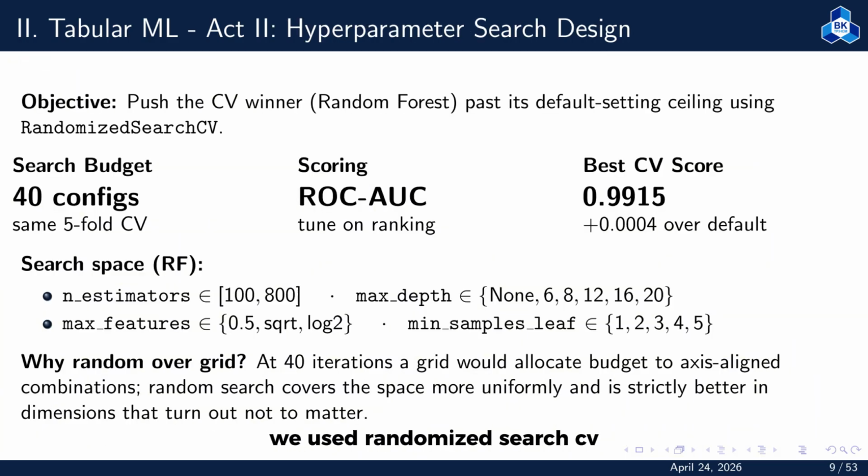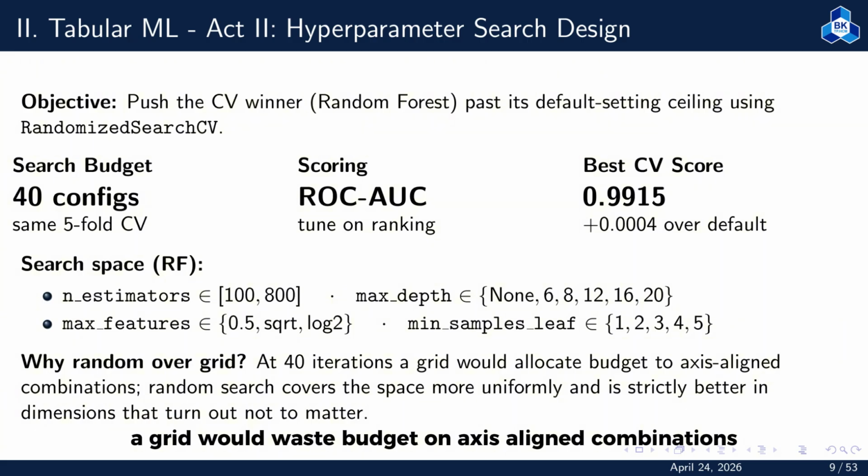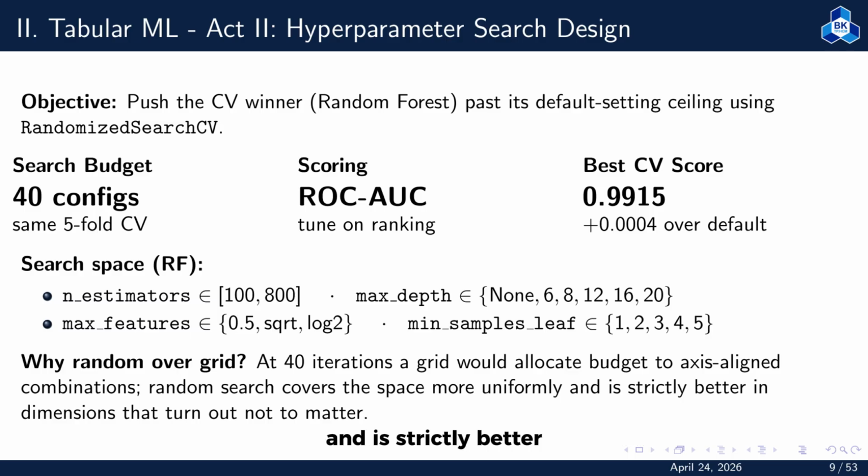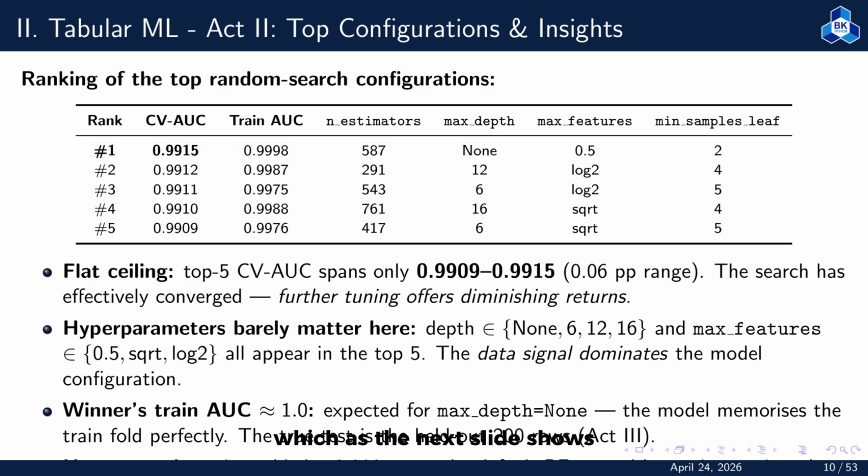For tuning, we used randomized search CV with 40 configurations over the same 5 folds, optimizing ROC AUC. The best score we found was 0.9915, 4/10,000ths above the default random forest. We chose random search over grid because at 40 iterations, a grid would waste budget on axis-aligned combinations. Random search covers the space uniformly and is strictly better in the dimensions that turn out not to matter, which, as the next slide shows, was most of them.